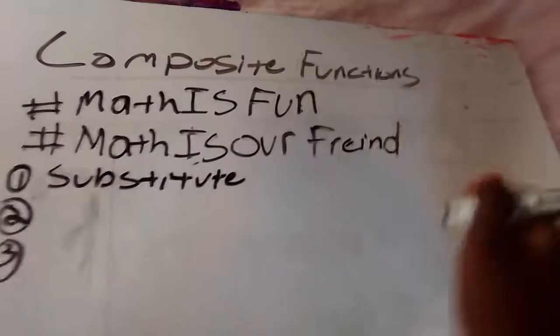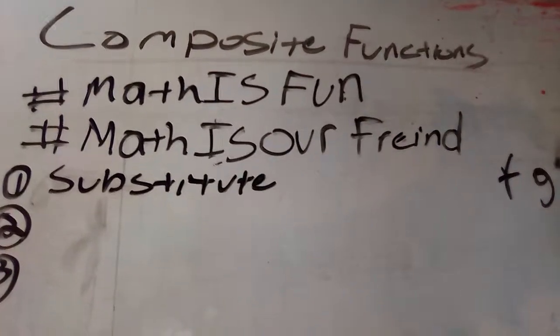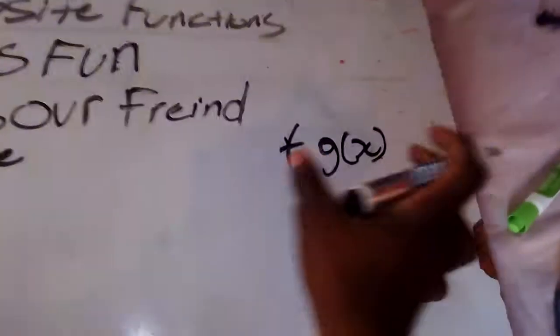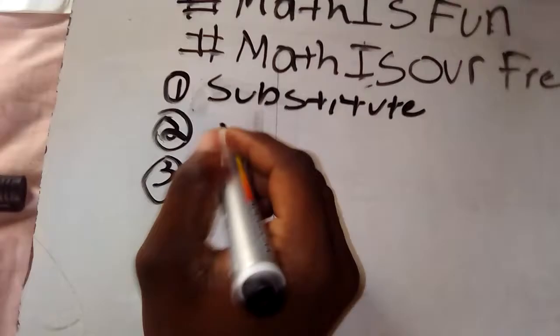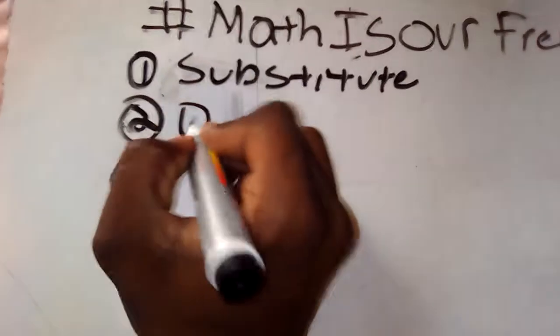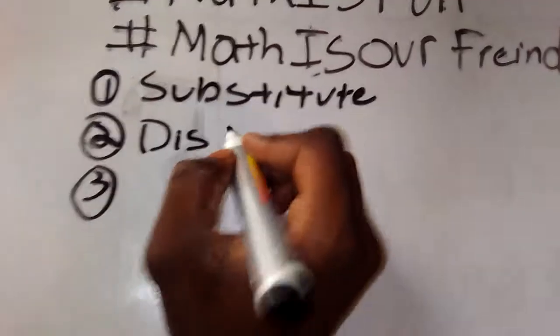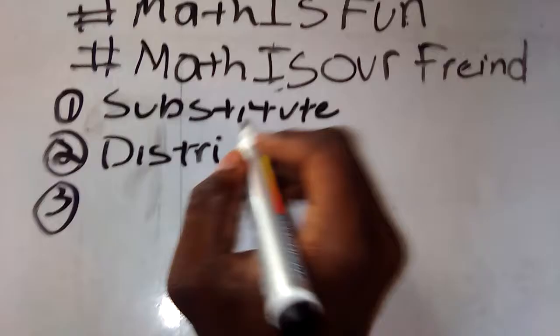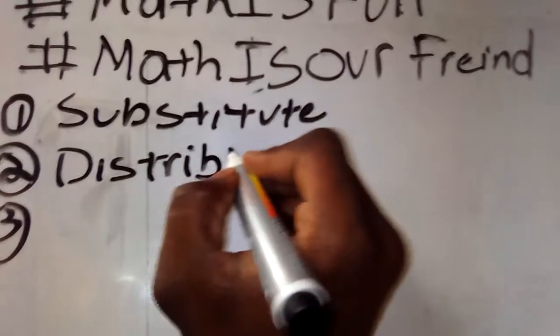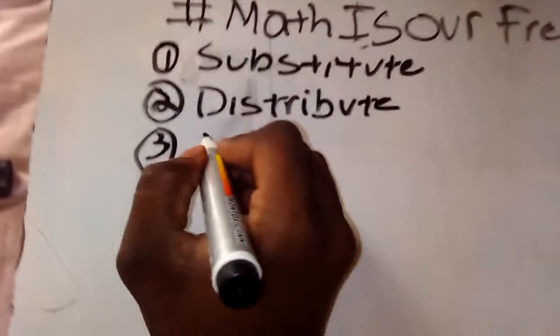So just as earlier we had f of g of x, we realize that here the g is closer to the x. You substitute this function into this other one. Then the second thing you have to do is distribute. Now in most cases you distribute. There's rarely a case where you don't distribute, but the second thing is distribute. Then the third thing is just simplify.